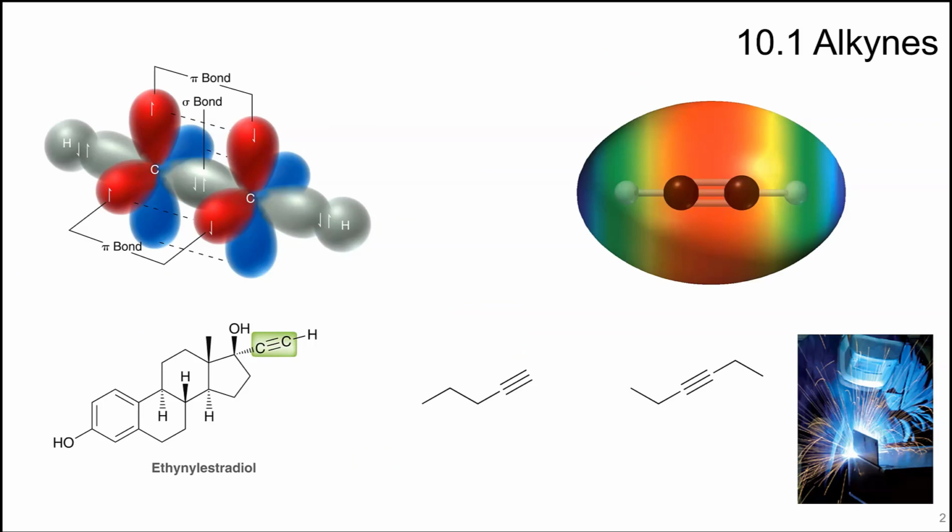If you remember all the way back to Chapter 1, when we looked at different bonds and orbitals, we saw that alkynes have a carbon-carbon triple bond. Within the triple bond, there is one sigma bond and two pi bonds. We can see that head-on sigma bond here and the two pi bonds at those sites there.